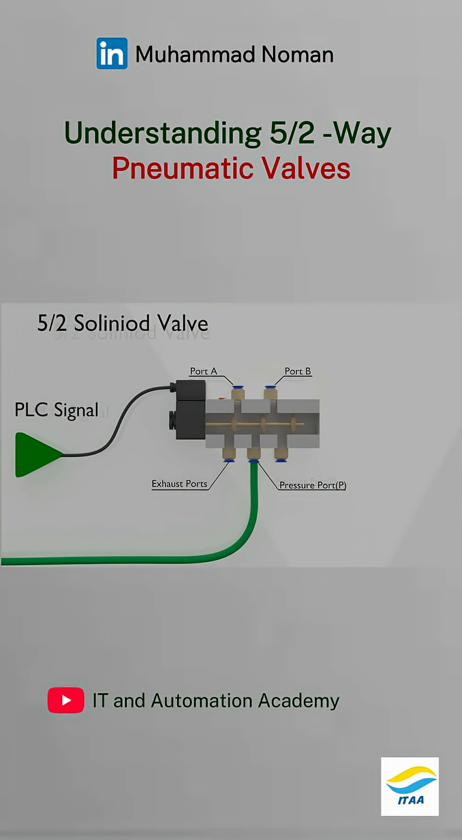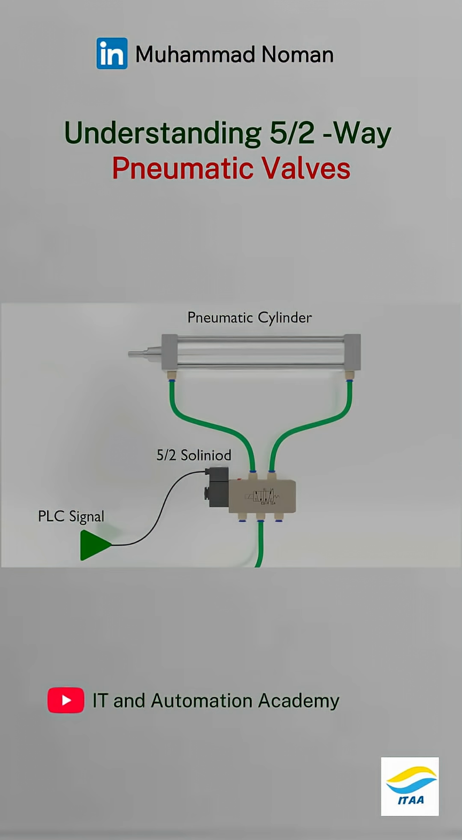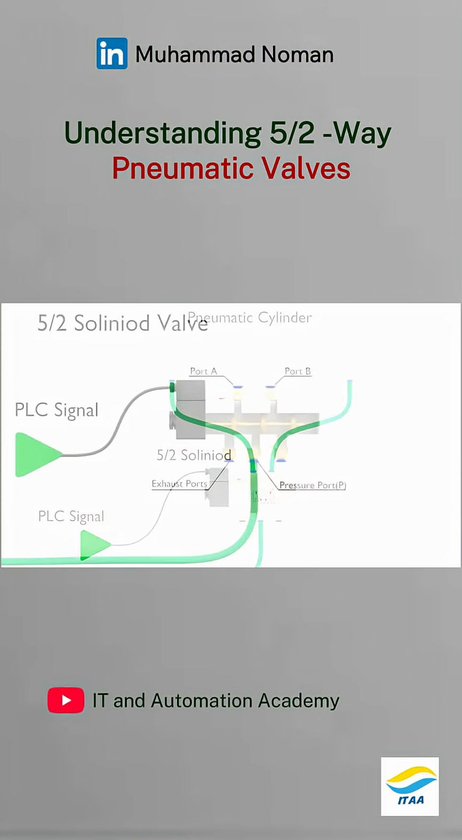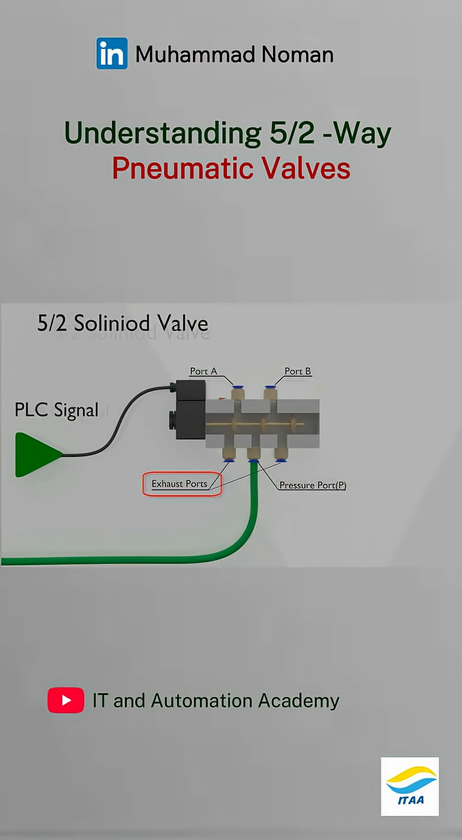So when port P is linked with port A, the spool blocks the entry of air towards port B. Similarly, when port P is linked with port B, the spool blocks the entry of the air towards port A. The spool moves when the solenoid coil is energized by the signal coming from the PLC. This PLC signal is a digital signal which is either on or off. There are other ports in the solenoid which are exhaust ports. We will explain what these ports are shortly.